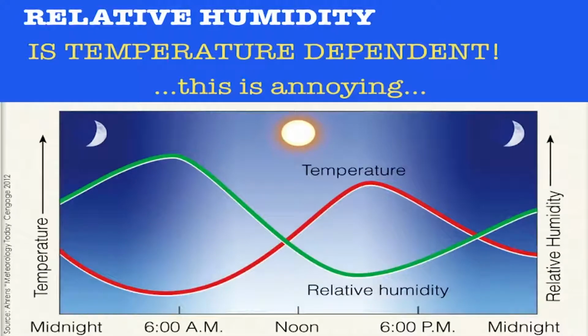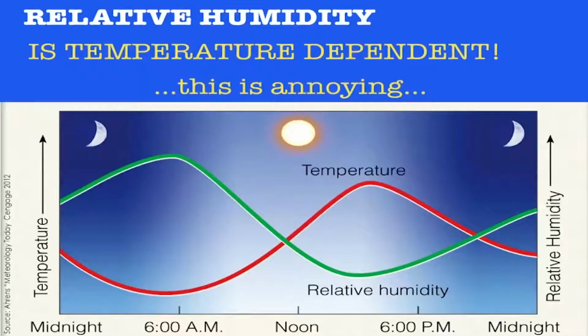Imagine a typical day, right? When the sun comes up, the temperature is going to come up. But since the temperature is going up, the relative humidity is going down. The lowest relative humidity of the day is the hottest time in the afternoon. And in the summertime, that's the biggest chance for thunderstorms. It doesn't make any sense. So relative humidity is really an annoying tool to use. Why it's still used on television, I don't know.